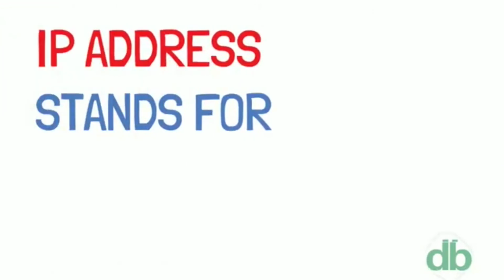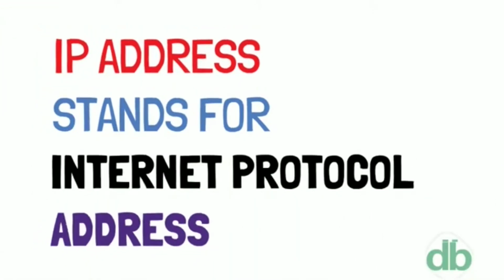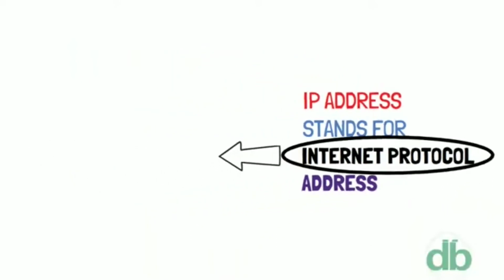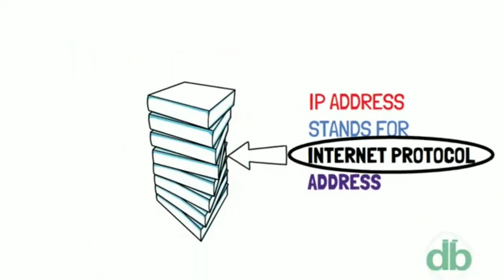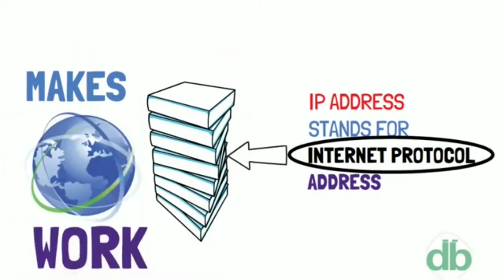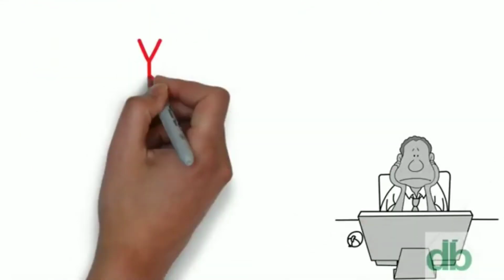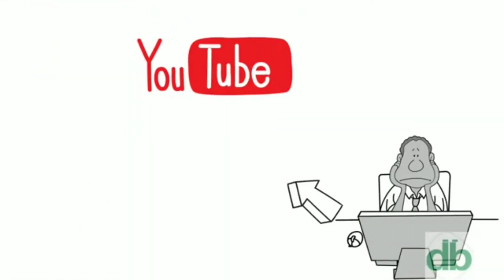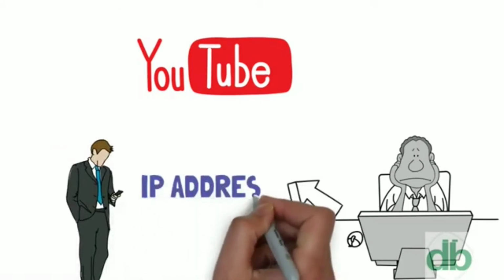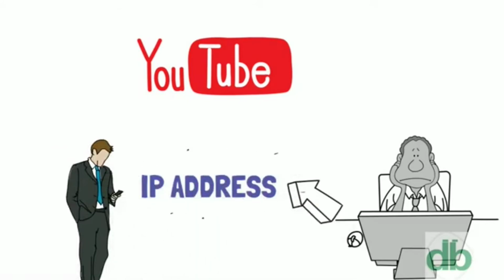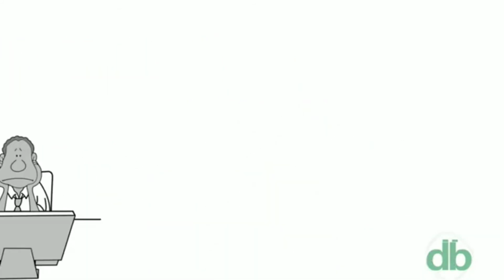IP address stands for Internet Protocol Address. But what does this mean? Internet protocol is a set of rules that makes the internet work. You are able to watch this video on YouTube only because your computer or smartphone has an IP address. And YouTube is sending all the data related to this video to this address.